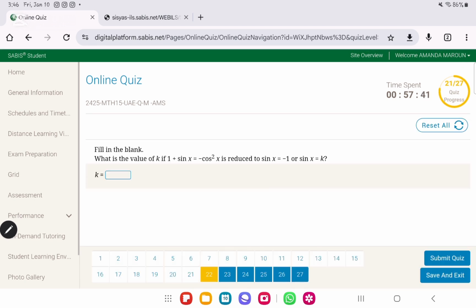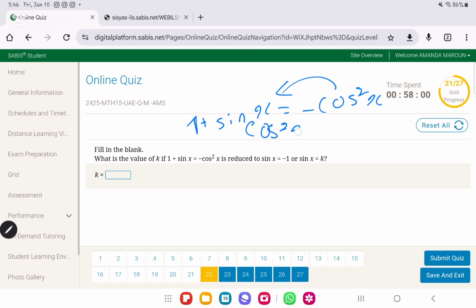Number 22. This again is a really nice question. Remember we said it can be either all sine, or all cosine, or all tangent, or all secant. Here we have 1 plus sine x is equal to minus cosine squared x. Move it to the other side, and we get cosine squared x plus sine x plus 1 is equal to 0.